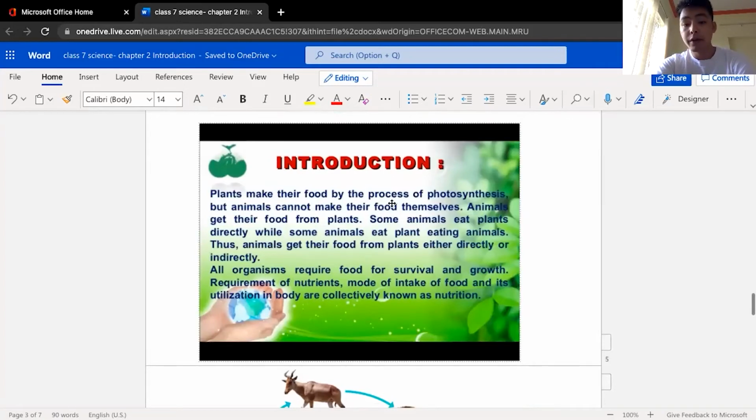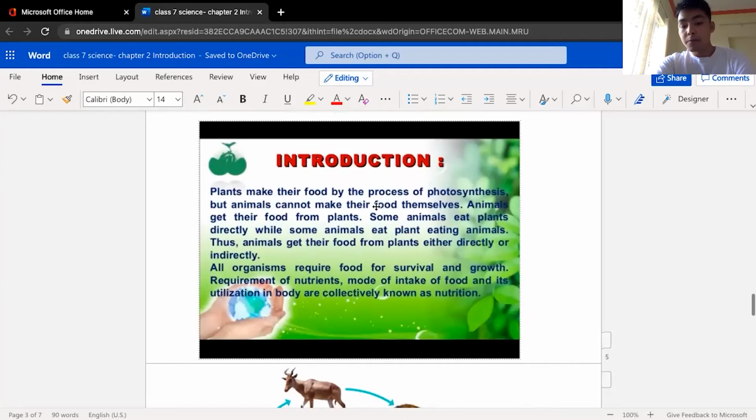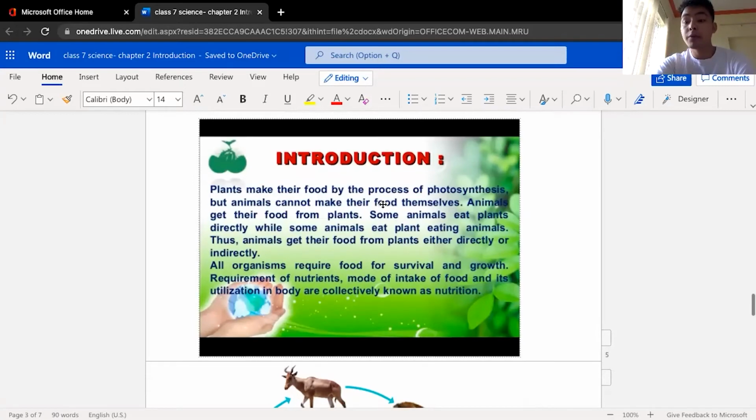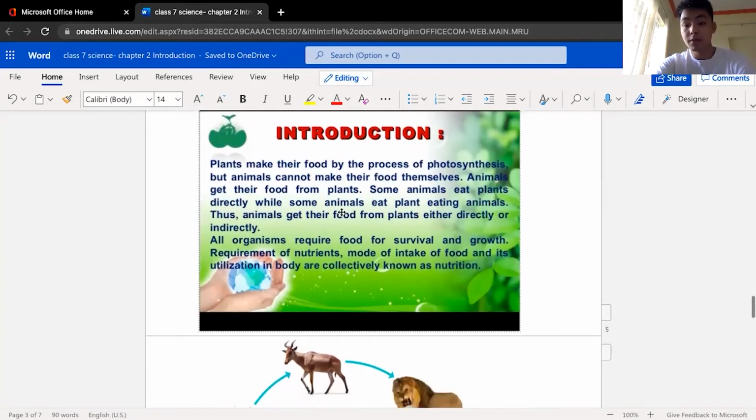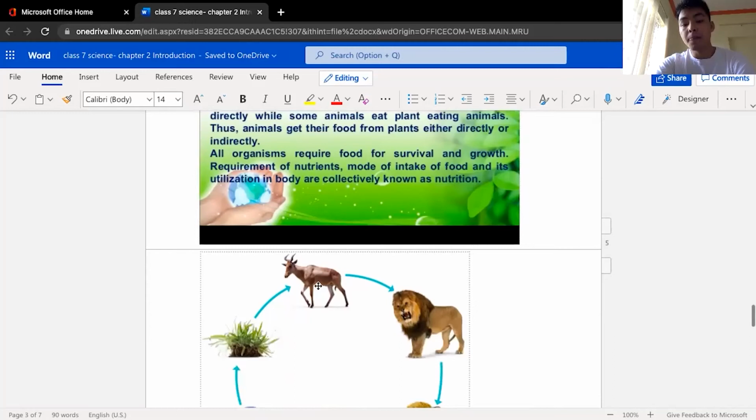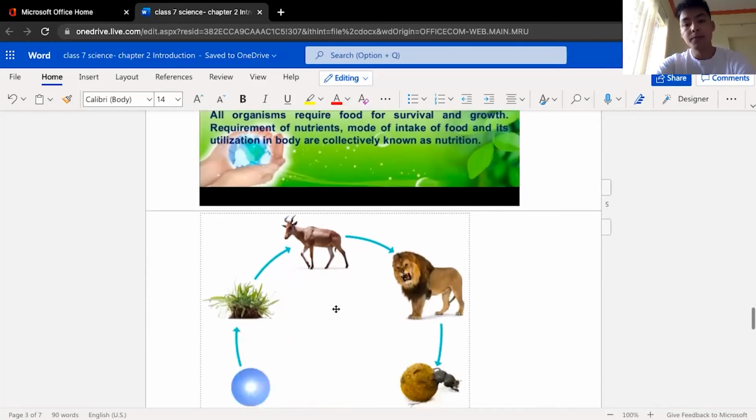Yeah, I'll read it. Plants make their food by the process of photosynthesis. As we all know, plants make their food by a process called photosynthesis, right? But animals cannot make their food themselves. It's as simple as that. Animals get their food from plants, right? Take the case of a deer. The deer gets food from the plants directly, okay?